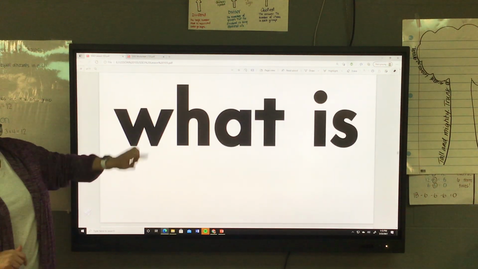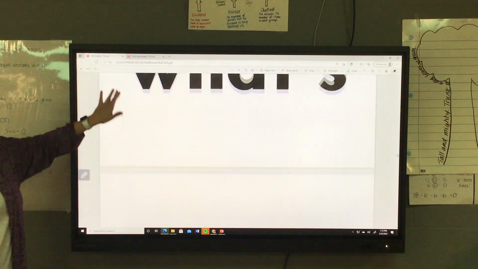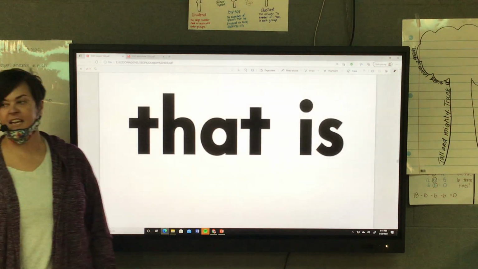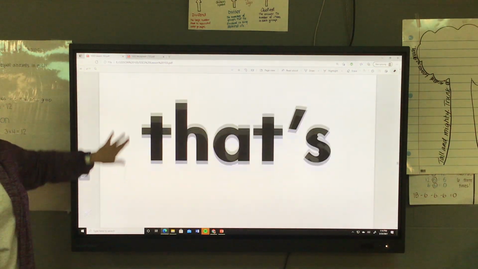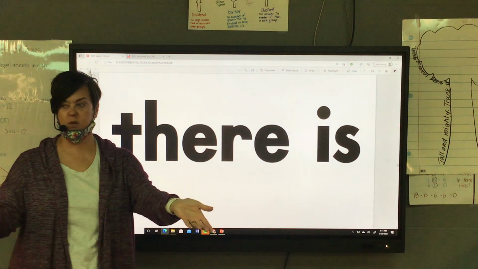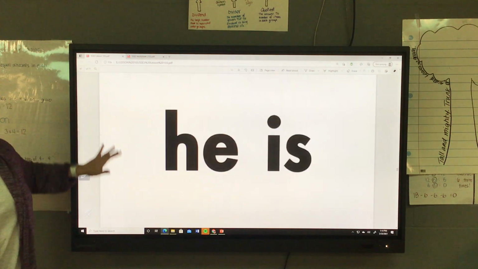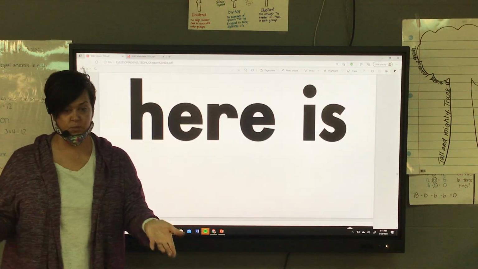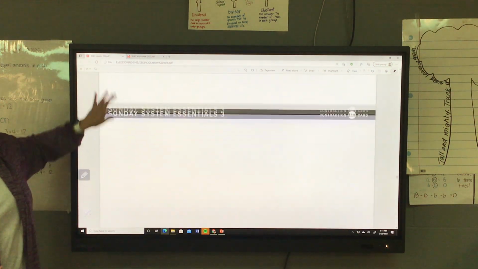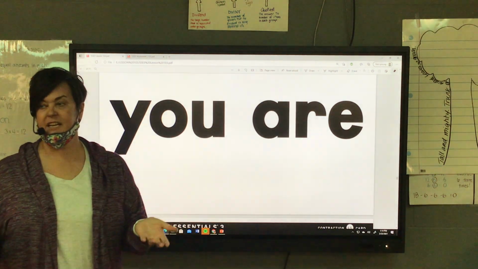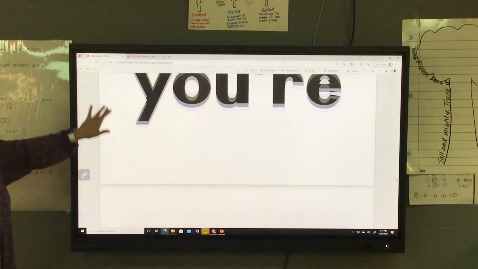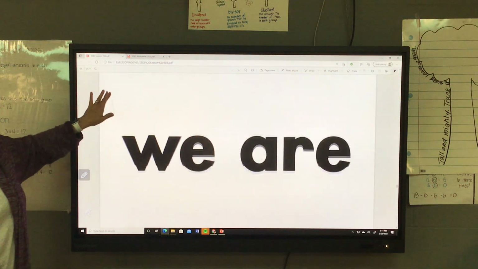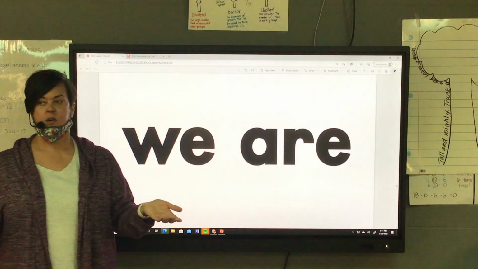What is the contraction word? Was. It is. The contraction is? Is. That is. What's its contraction word? That. Good job. There is. The contraction word? There. He is. Contraction word? He. Here is. The contraction word is? Here. You are. The contraction word is? Your. Who is? What's the contraction word? Whose. We are. The contraction word? We're.